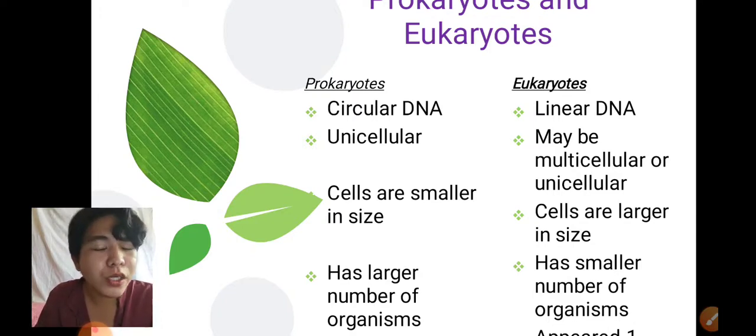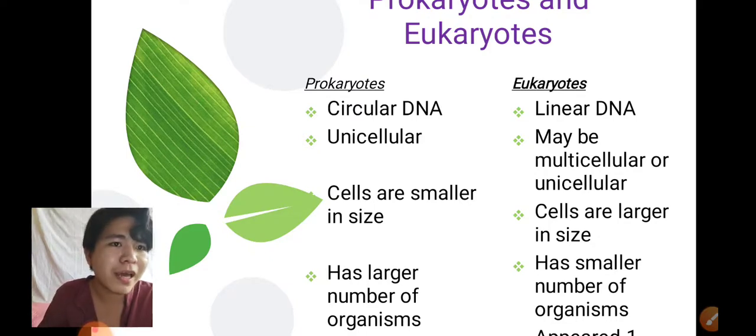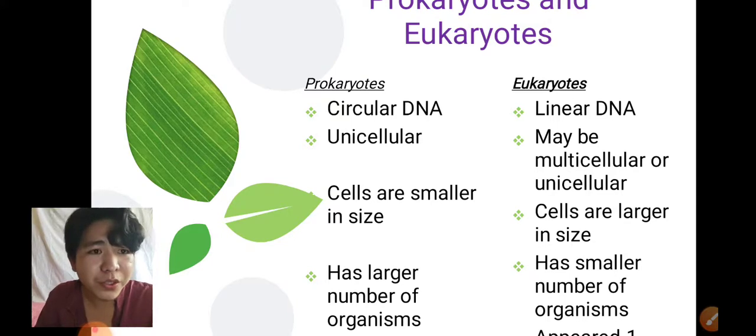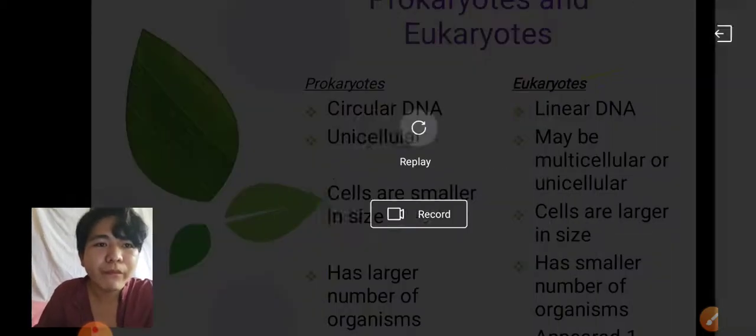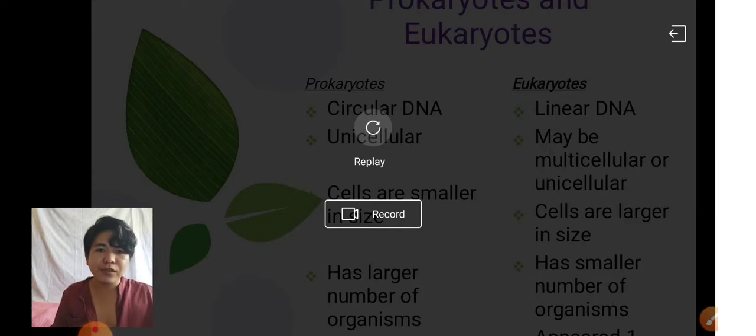While on the other hand, eukaryotic organisms, such as humans or other organisms such as animals and plants, are multicellular, but some of them are unicellular. And of course, our cells are much bigger than those of prokaryotic organisms. So those are the differences between prokaryotic and eukaryotic.